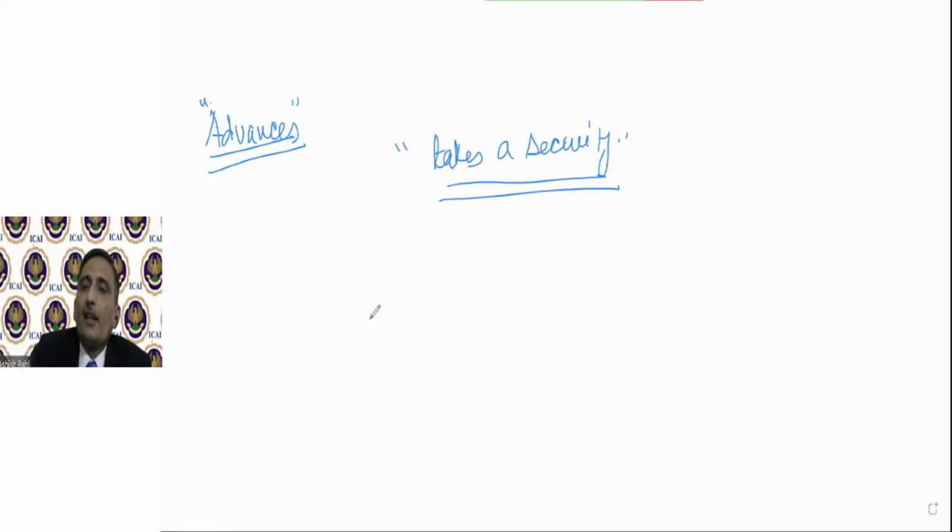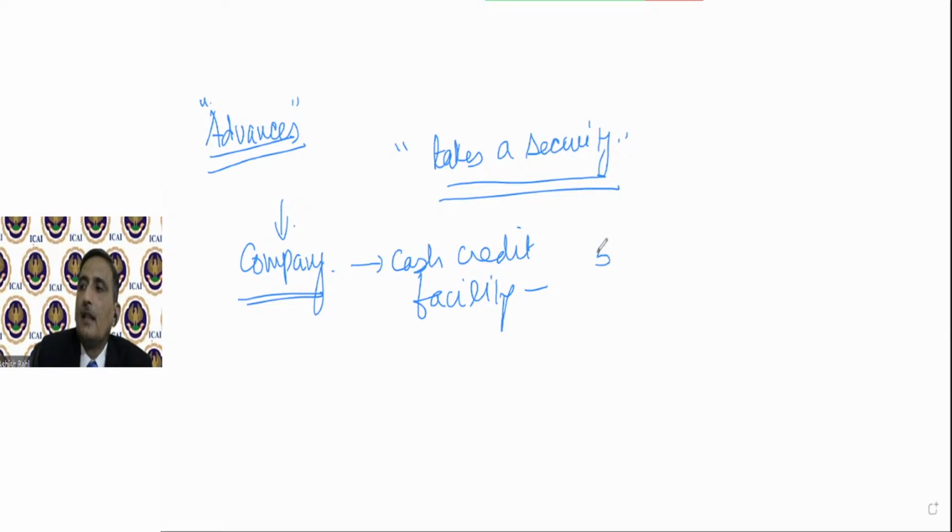So the bank takes a security. Say a company is sanctioned a cash credit facility from a bank, say of 50 lakhs. Now the bank has sanctioned a cash credit facility of 50 lakhs to a company for meeting its working capital requirements.